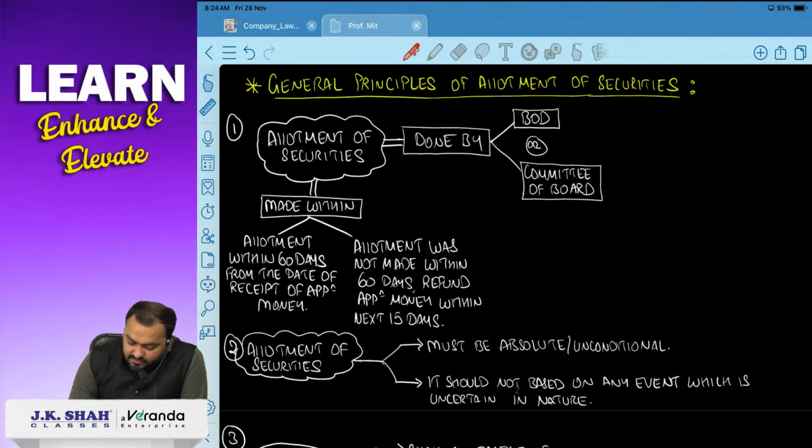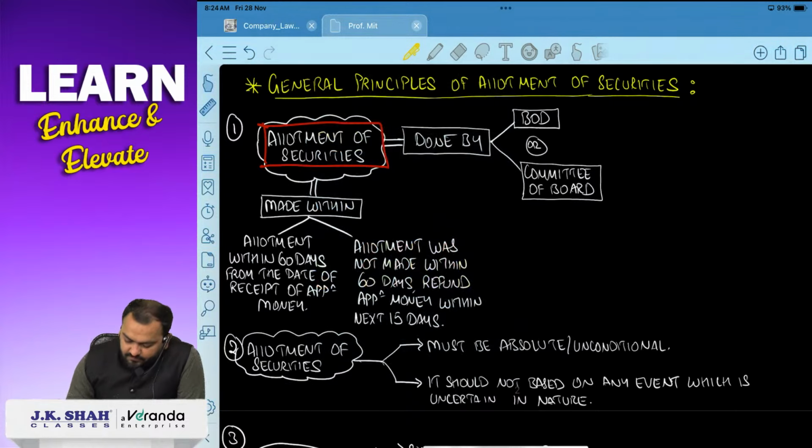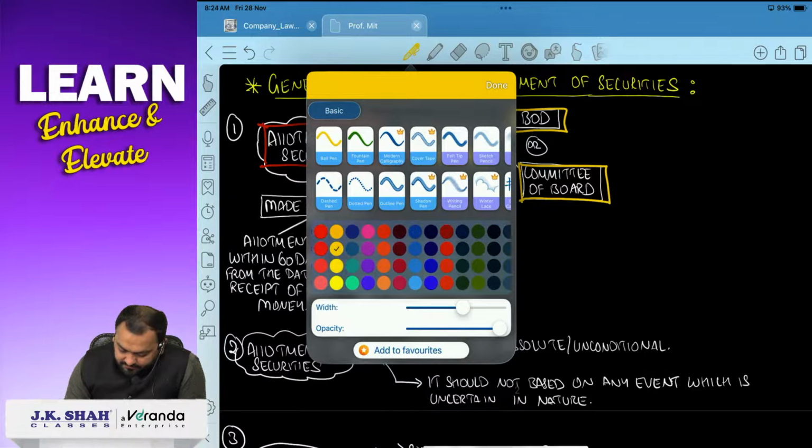Allotment of securities shall be done by whom? Come on, who does the allotment? Obviously board. So allotment is done by the board of directors or committee of board. Okay, so who does the allotment is very clear to everybody.